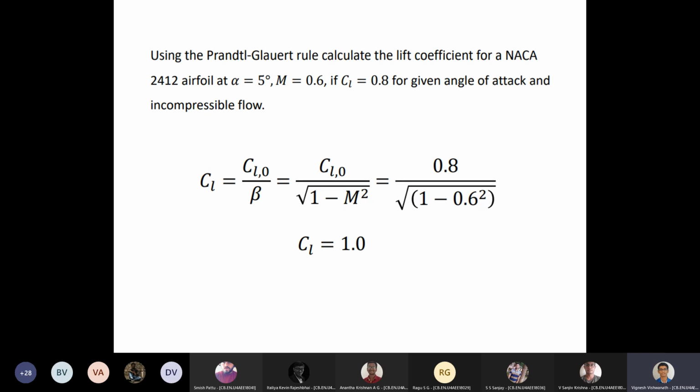Finally, just a very small problem. This kind of question is also asked in GATE, as Sir said yesterday. They've just asked for the CL according to this theory. For a given angle of attack, they've given CL0, so you just substitute in this formula and get CL equal to 1. One more thing: you can generally use even thin airfoil theory to find the CL0, using 2 pi alpha if it's a symmetrical airfoil, or if it's cambered, you have the other term. But if they have directly given the CL for the given angle of attack, you need not use that.